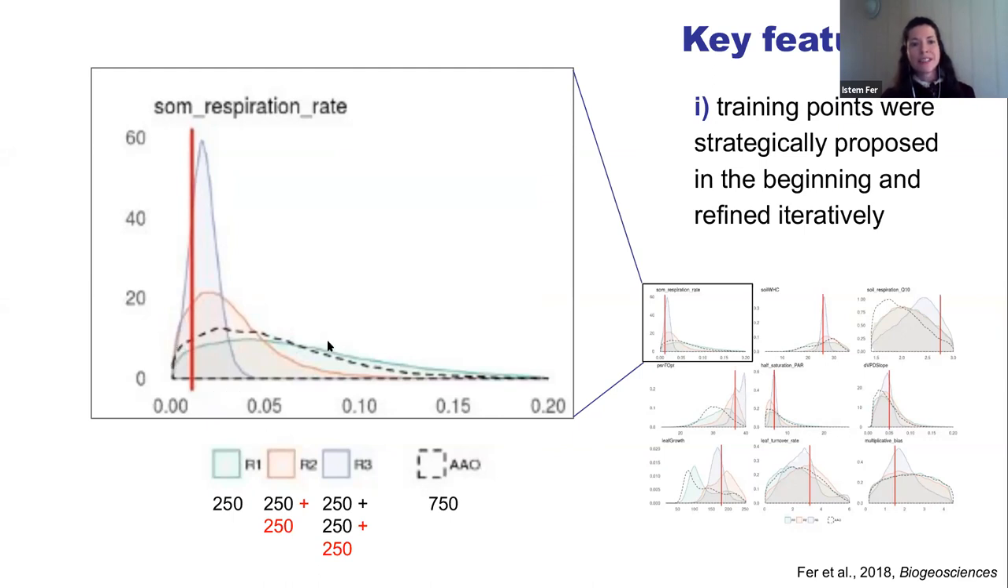Whereas for this dashed one, all the design points were proposed at once in the beginning without any iterative refinement of the emulator. So as you can see, there's a big difference it makes where you propose these training points from. In other words, the quality of your design points matters as much as the quantity, and maybe even more.